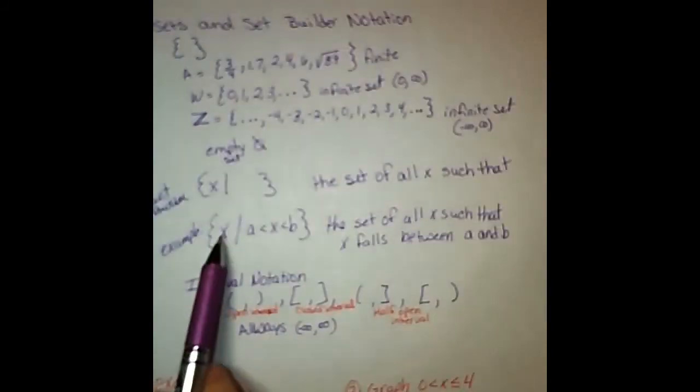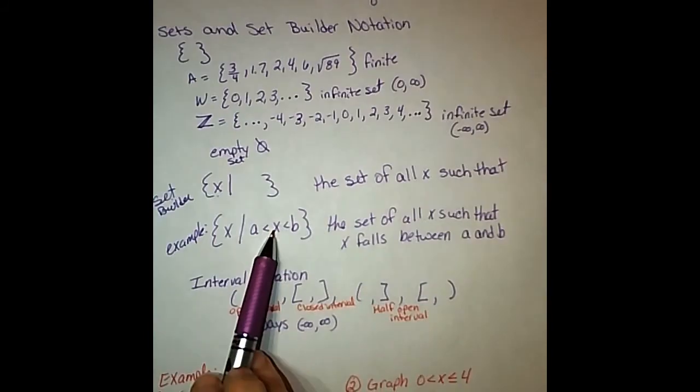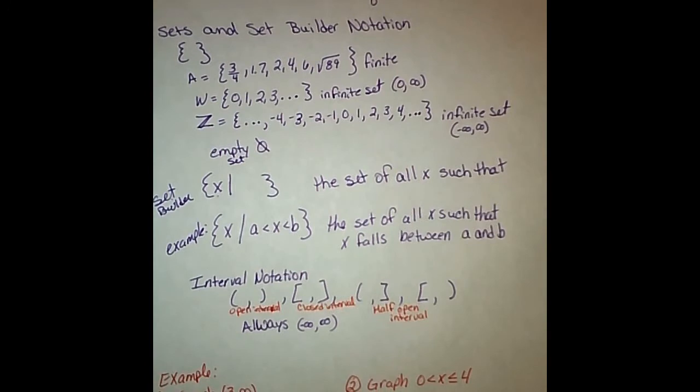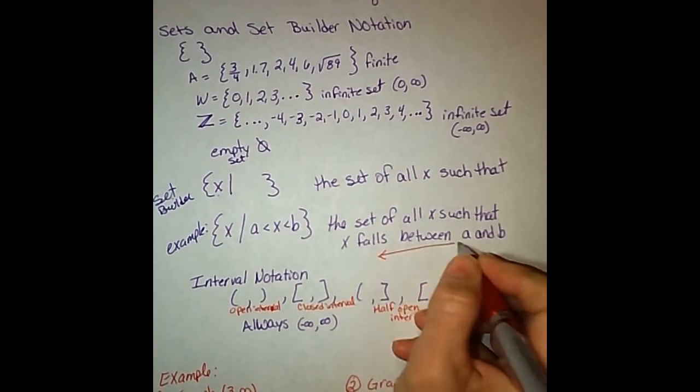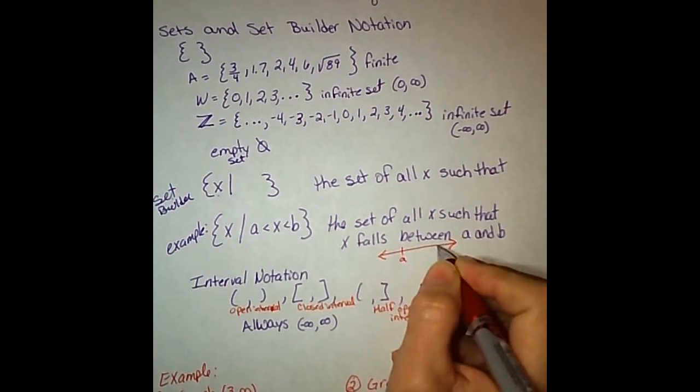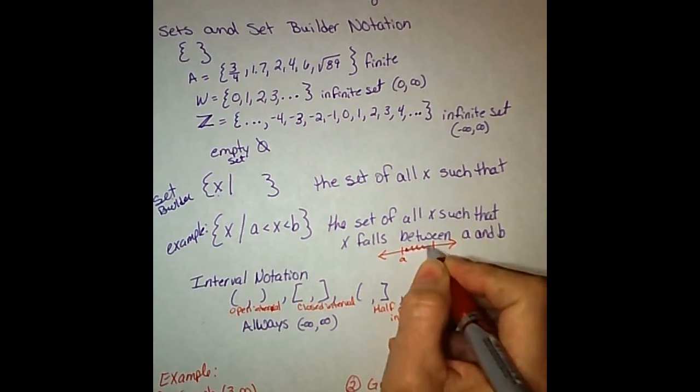But below it, I use this as an example. And I said that this set builds on X where A is less than X less than B. So when I read this as the set builder notation, I'd say the set of all X such that X falls between A and B. So if I was to graph this on the number line, I would say A is here, B is here, and X falls all between here.